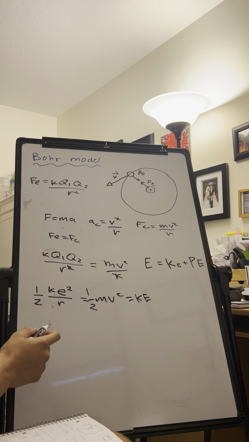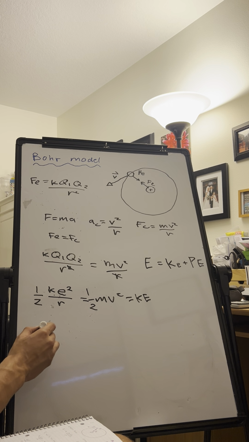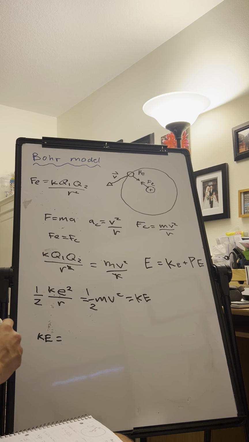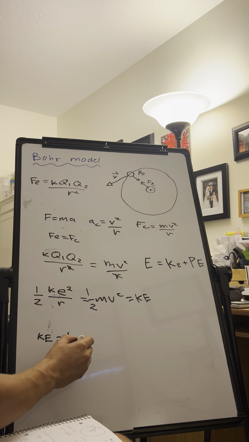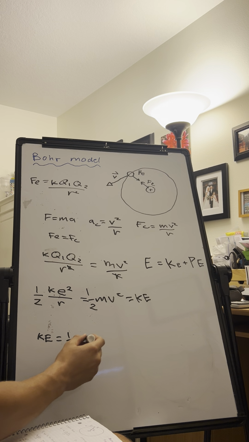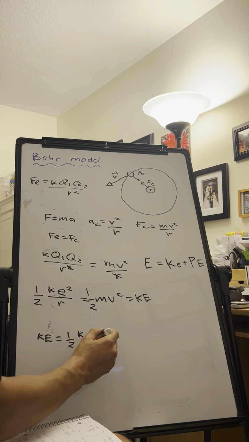So the kinetic energy of the electron, the kinetic energy of that is 1/2 Coulomb's constant e squared over r.